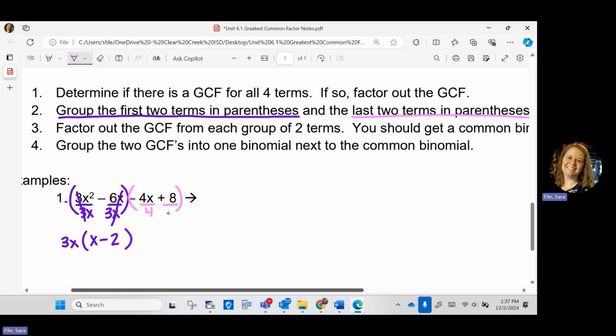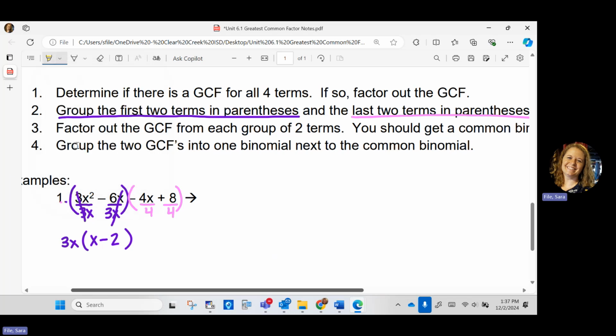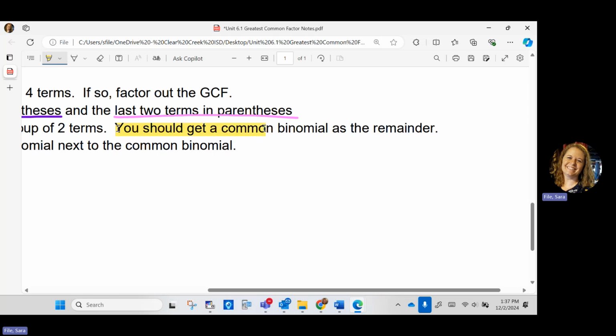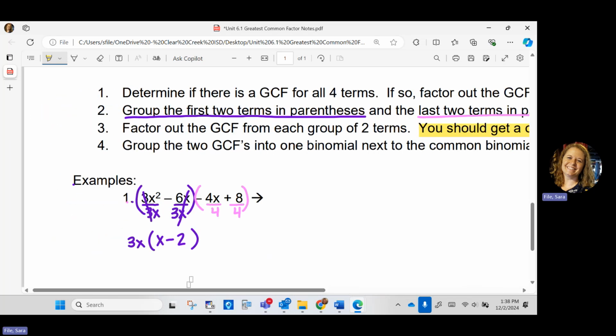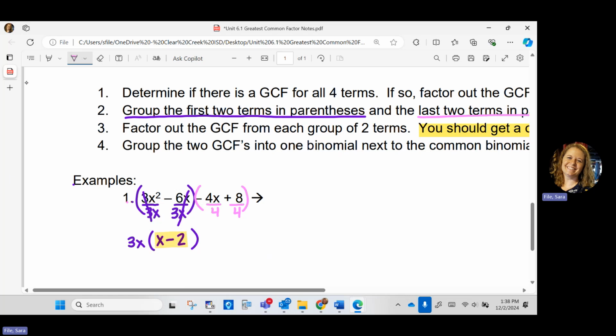By 4. Now the thing is, we want our leftovers. What is remaining? Scroll over here. You should get a common binomial as the remainder. So here is my remainder of this first one. When I do the GCF of this second one, I should get the same thing, x minus 2 again. But if I do negative 4 divided by 4, I'm going to get negative x.